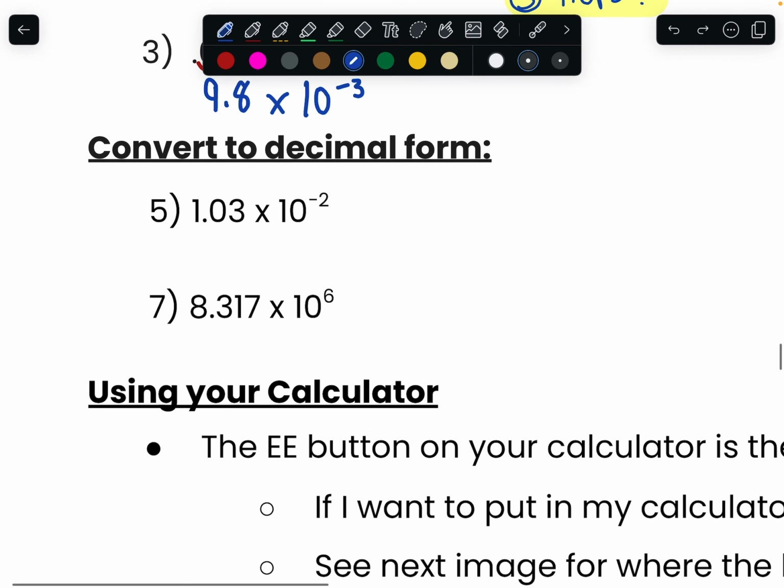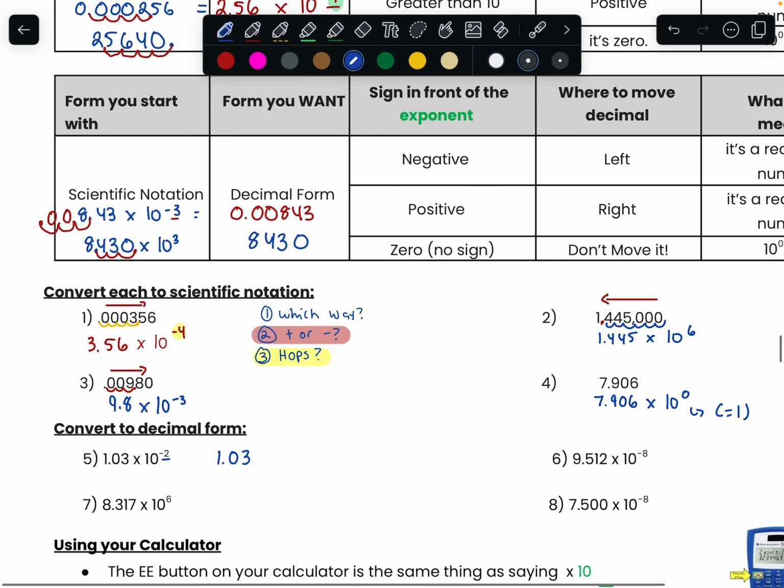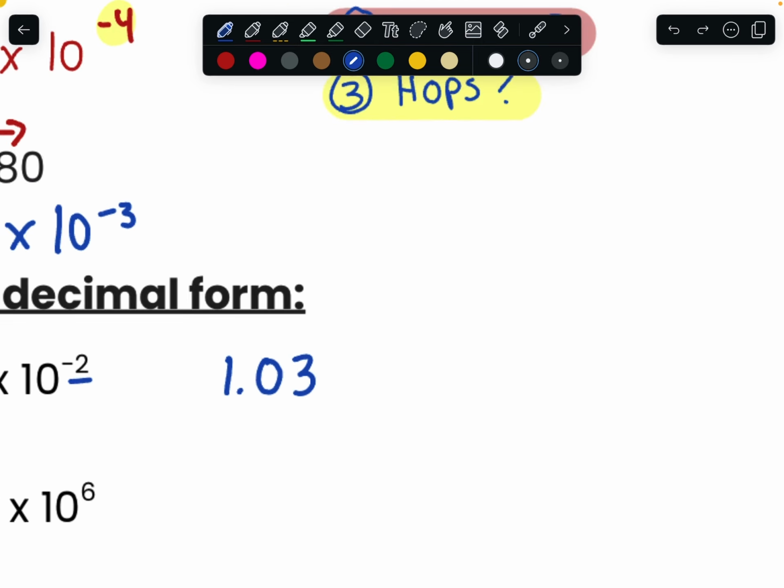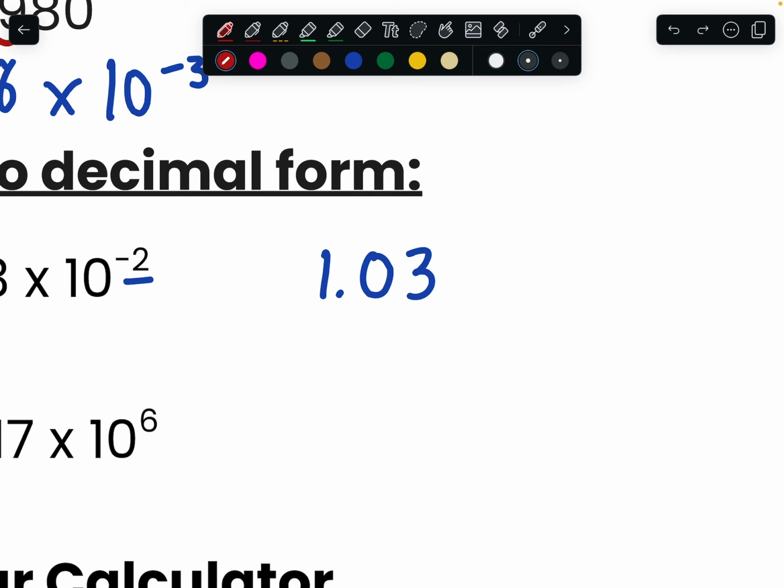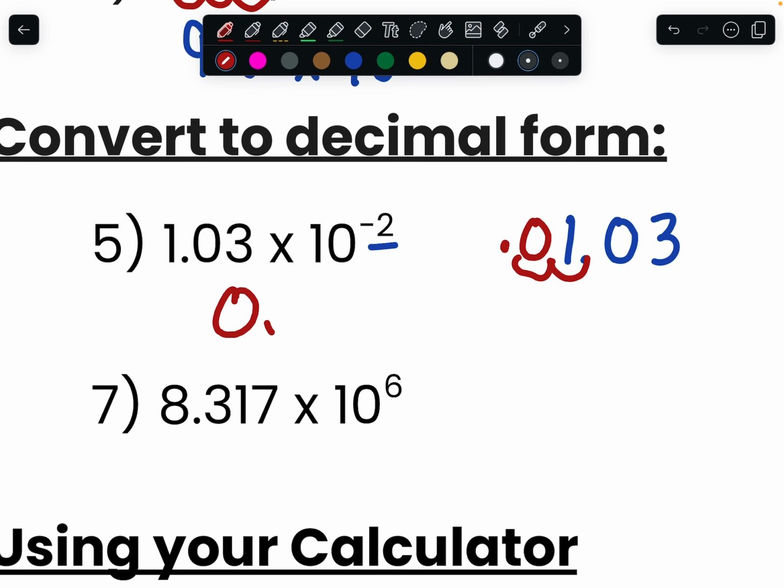All right, let's convert to decimal form. So for this one we follow the exponent. I'm going to write this 1.03 over here to give us some more room. I see that is a negative 2. When I have a negative exponent, I go to the left. So let's move that decimal to the left 1, 2 spots, open cradle, put the decimal after the last cradle. So this new number is 0.0103.